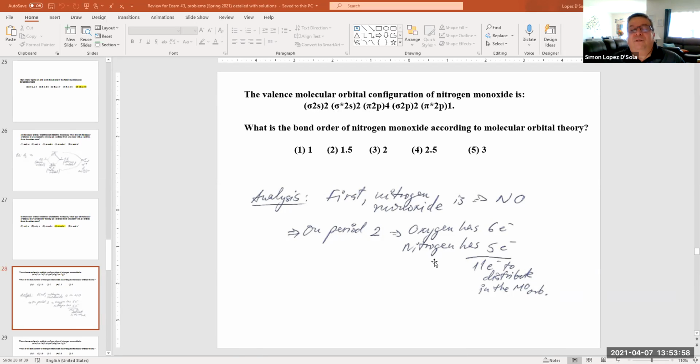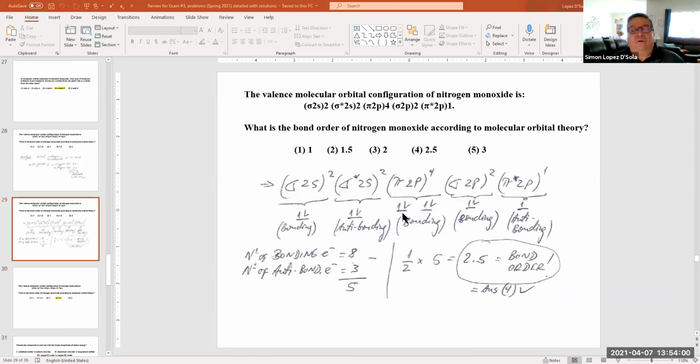So once you have that, what you need to do is, in the first bonding, you have 2. In the second anti-bonding, you have 2.